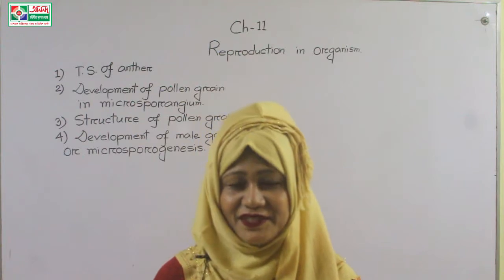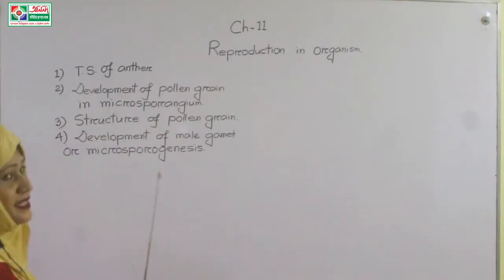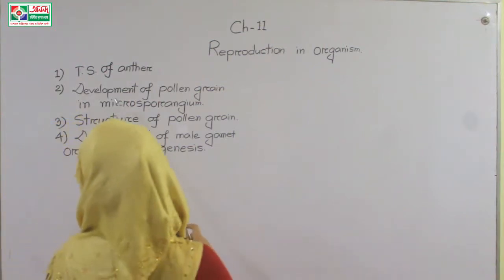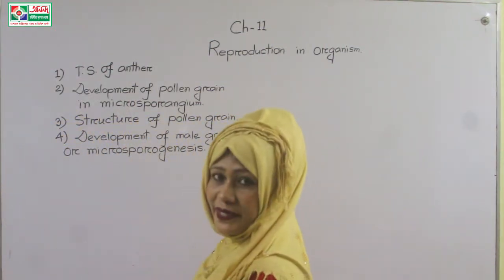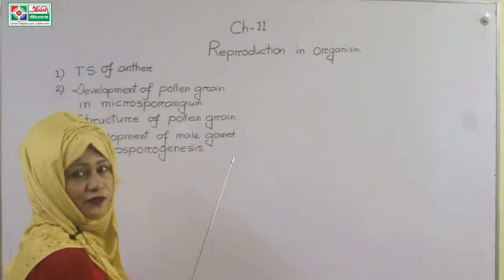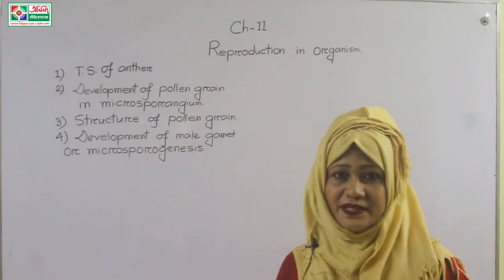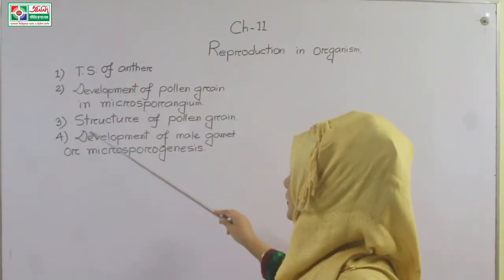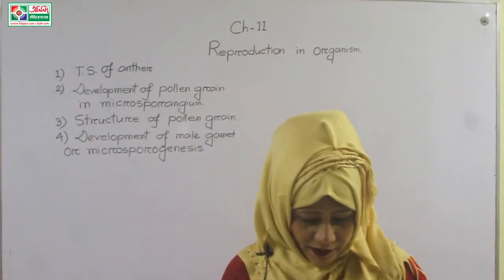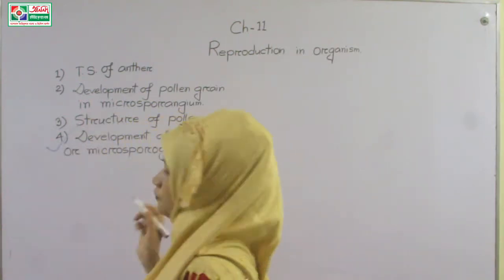Students, I have divided my lecture into 4 segments. Number 1, TS of the anther. Number 2, development of pollen grains in the Microsporangium. Number 3, structure of pollen grain. And number 4, development of male gametes or Microsporogenesis. Our main focus will be on number 4.